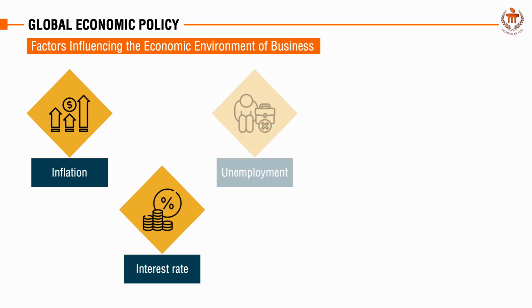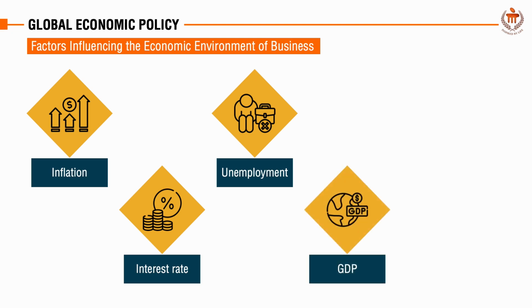Next factor is unemployment. The number of people actively looking for work but not being able to find it is known as unemployment, and it can put pressure on the economy. Fourth is GDP. GDP is short for gross domestic product. It is the entire value of all products and services generated within an economy during a certain time period.